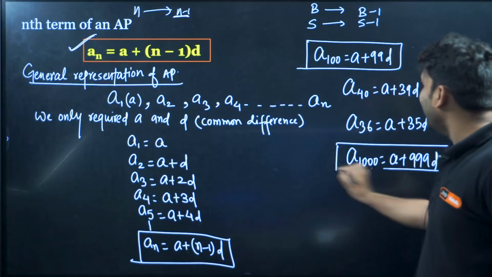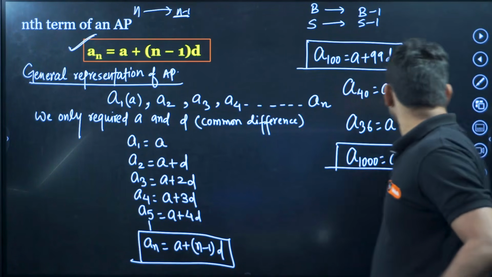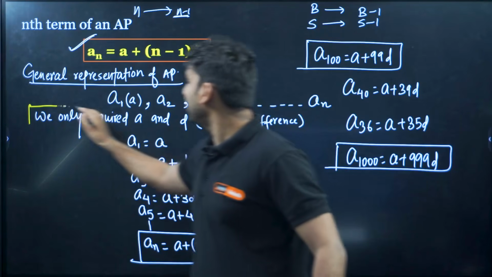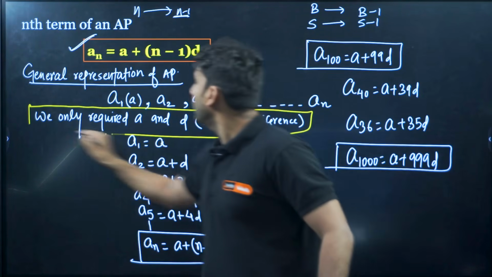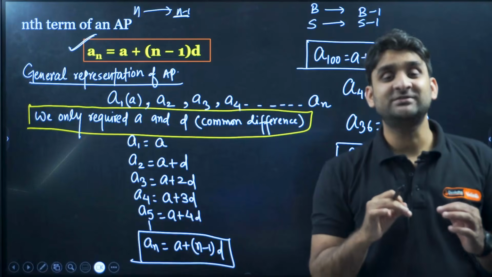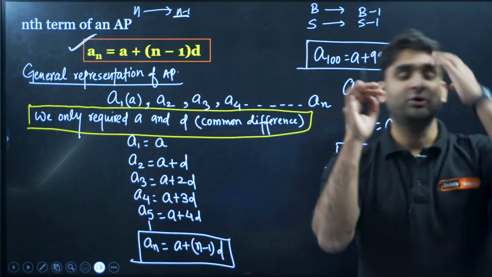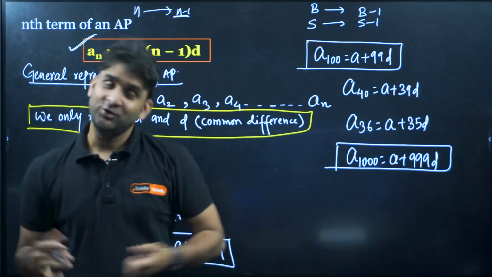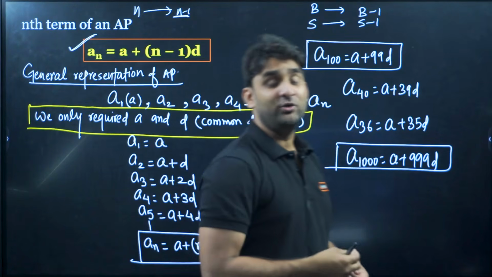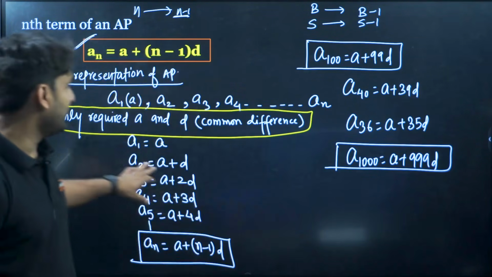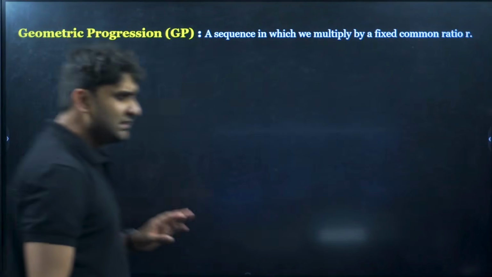That is the reason why I have written this line. We require only A and D. A means the first term of an AP and D is the common difference of an AP. If you have A and D, you are king, because you can find any term. Right everyone? Okay, now let's move ahead.